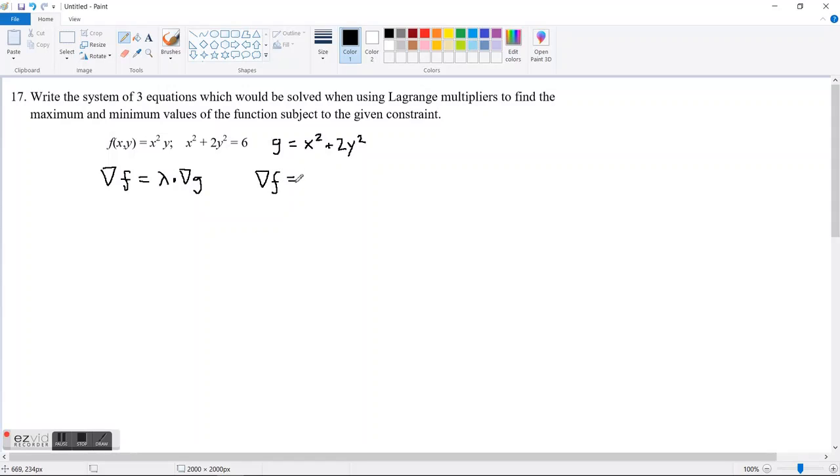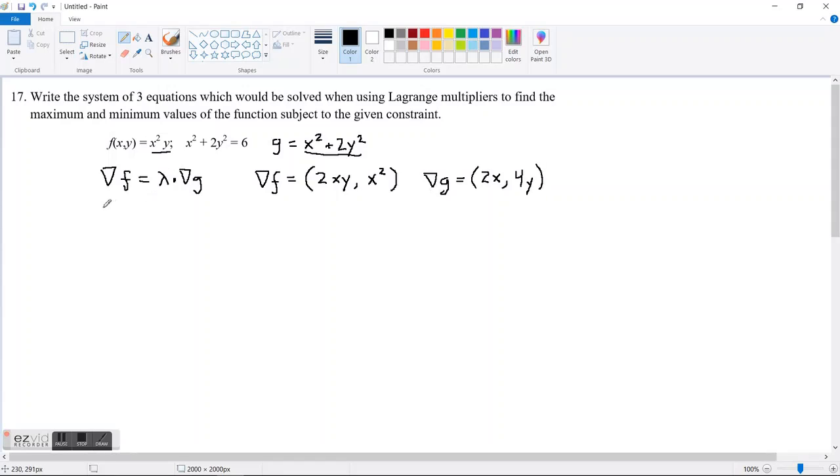Okay, the gradient of f, taking the partial of f with respect to x, is 2xy, and the partial of f with respect to y is x squared. Taking the gradient of the constraint function g, the partial with respect to x is 2x, and the partial with respect to y is 4y.